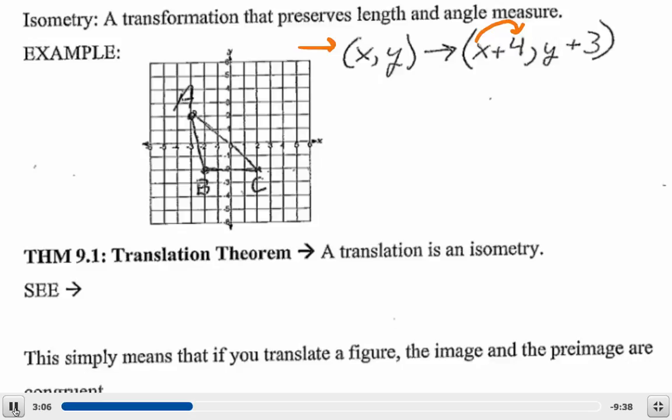Now what I'm going to do is graph those and see where this thing ends up. A prime is at 1, 5, so we go over 1, up 5. That's A prime. B prime is at 2, 1, over 2, up 1. That's B prime.